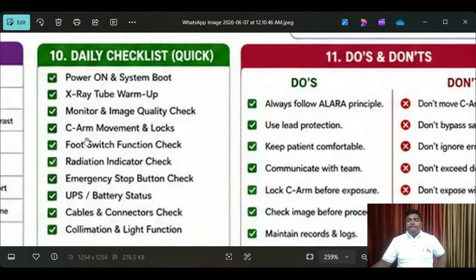Okay, right. And X-ray tube warm up and monitor image quality check, C-arm movement and locks, foot switch function check, radiation indicator check, emergency stop button check, UPS battery check, cables and connector check, and collimation and light function.